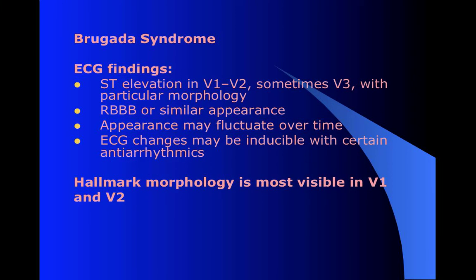So what does it look like? It is a certain pattern of elevation, usually in leads V1, V2, maybe V3, with a particular shape, and I'm going to show you that. But overall, it may look similar to a right bundle branch block. It can shift around a little bit, and that's one of the ways that they deal with it in the EP lab. They may give some antiarrhythmics to induce certain changes, and it can depend on rate and other things. But the real hallmark shape is most visible in maybe V1, but especially V2. V2 should be your Brugada lead.